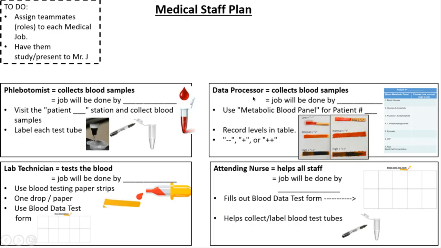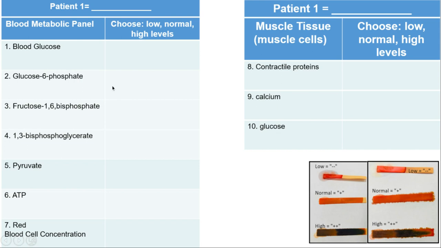Let's move on. So the data processor simply needs to take the results of the lab technician and put that data in the data table so you have it. And that looks like this as an example. So when you test blood glucose, if you find out blood glucose was bright pink, that means you have low levels of blood glucose. Let's say you were testing number 6 here, ATP. If you tested ATP and the test strip came out as orange, that means you have positive or normal amounts of ATP in the blood or in the cells of your patient. If you tested glucose here for muscle tissue, so you were looking at the glucose levels in the muscle cells, and you got, let's say, a bright pink, that would mean that the glucose levels in the muscle cells was very low. So bright pink, you would write negative or low. If blood glucose levels were high, because the test strip was really dark, you would write positive, positive, or high levels.